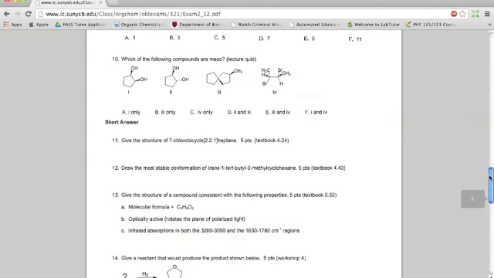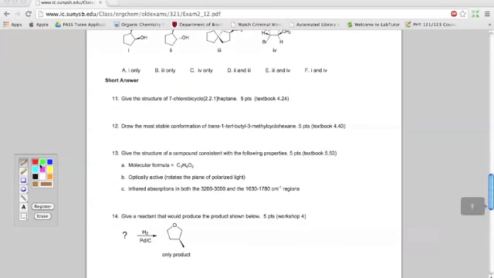Okay, so give the structure of 7-chlorobicyclo heptane. Okay, so you know that there's going to be 7 carbons because it says heptane, and there's not going to be a double bond. This is written out like that, the first two numbers usually correspond with how many carbons are on the sides, and the last number, so the 1, is usually how many carbons are in the bridgehead.